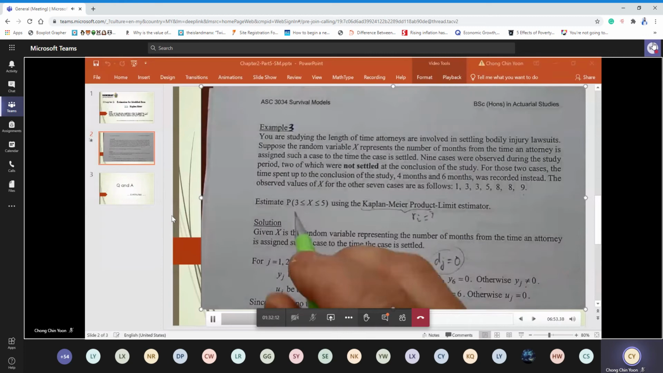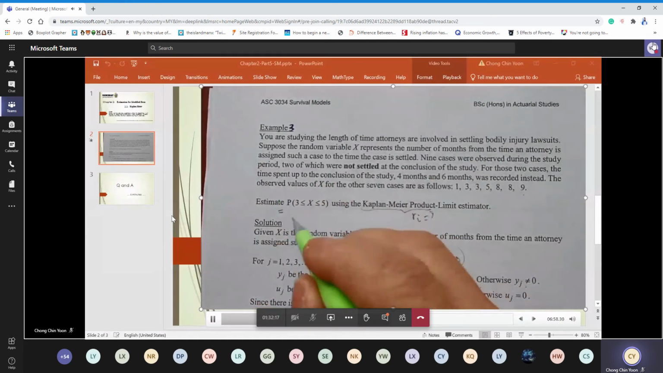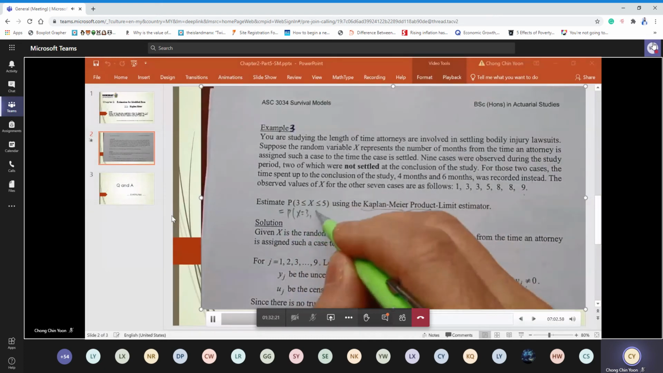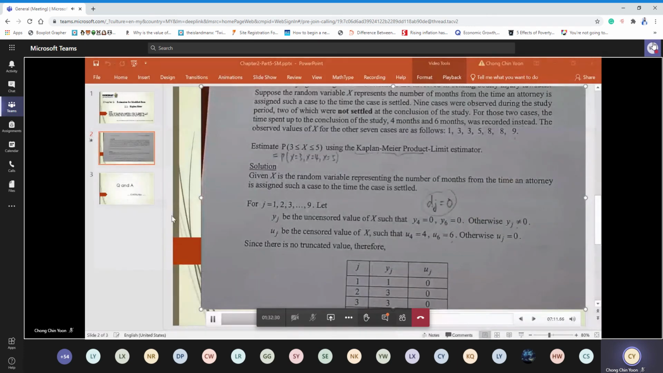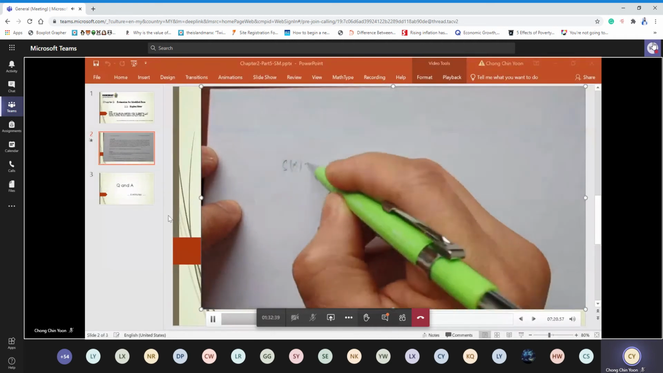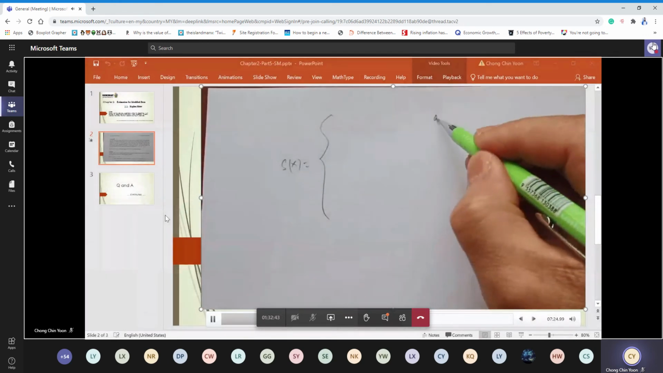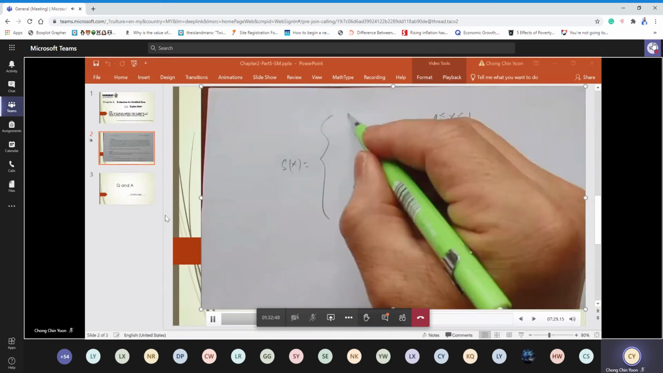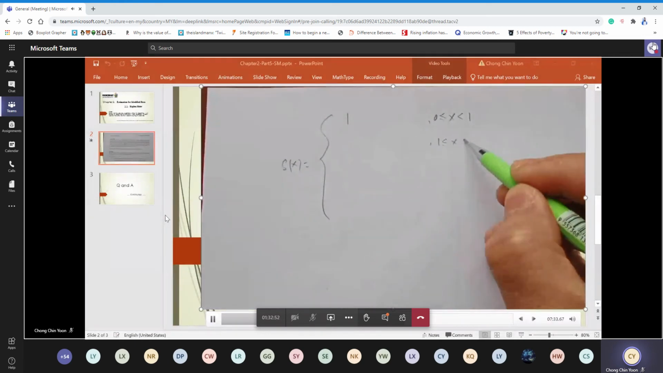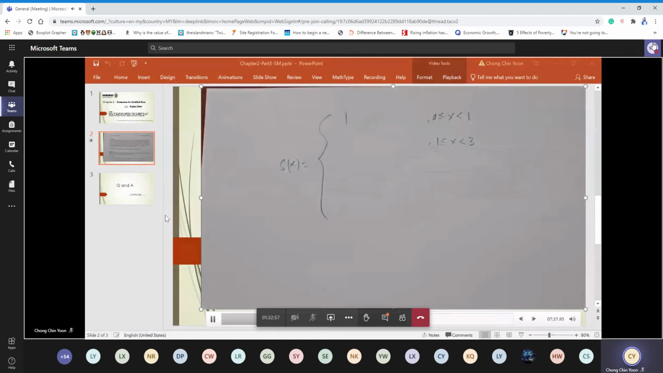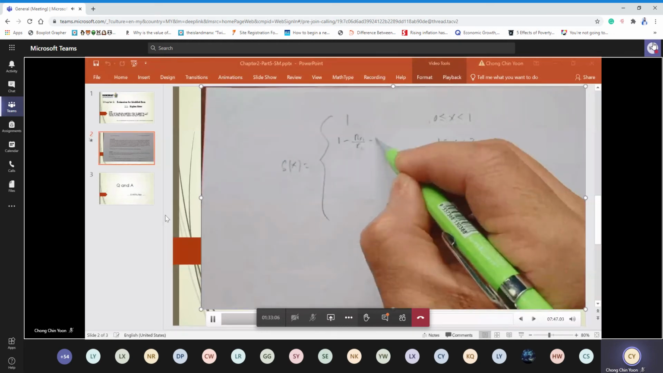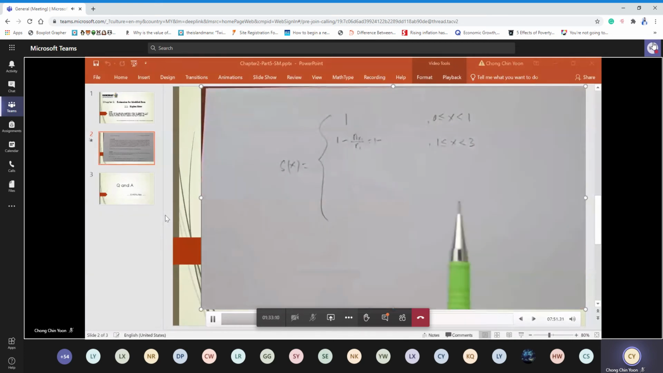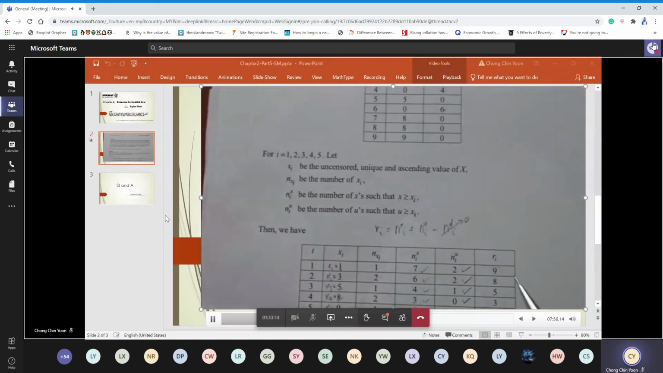Next, this probability is equal to the probability when x is 3, 4, or maybe 5. Next we try to find the survival function under this Kaplan-Meier. So we need to find this survival. For the first interval, from 0 to 1, it is always 1. For the second interval, up to 3, we have this formula: 1 minus nx1 divided by r1. So the frequency of x1 that we have, which is 1, divided by 9.